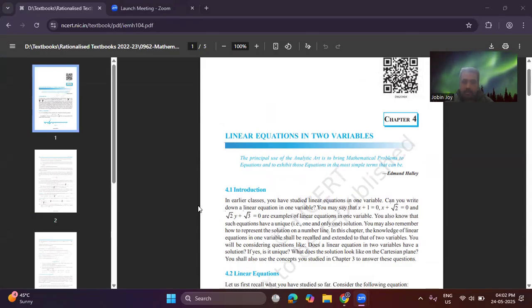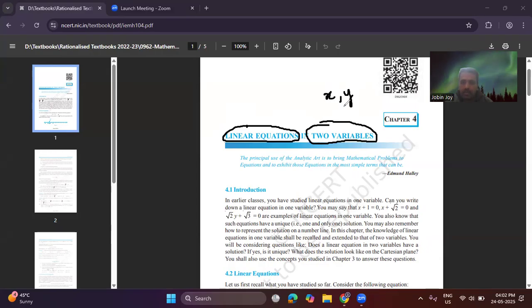So let's start the next chapter, linear equations in two variables. As the name indicates, this is a linear equation and we have two variables. Two variables means x comma y. So what is a linear equation in one variable?